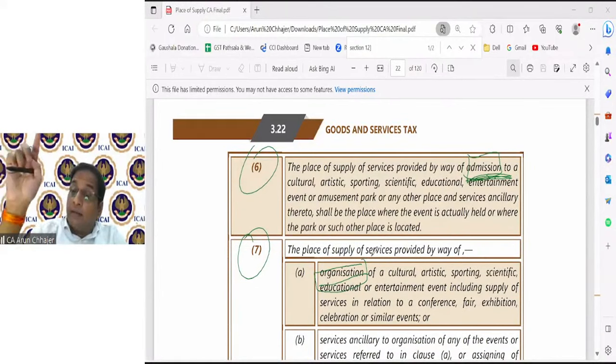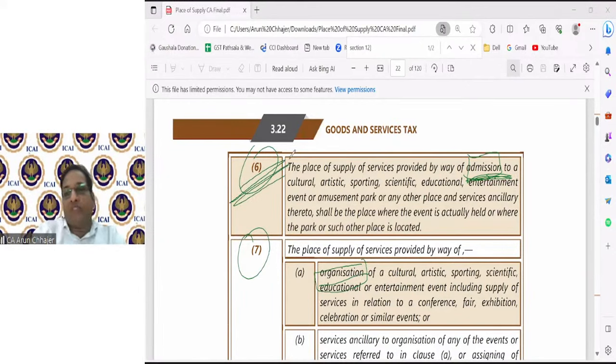In that case, on the sale of the ticket for admission to the event, what would be the place of the supply? It will be determined according to this provision. Now, let's say one company has been hired by the BCCI and has been given the contract for organizing the entire matches of this particular World Cup. How will the place of the supply be calculated? Subsection 7 says the place of the supply for organization of the event. Difference clear?